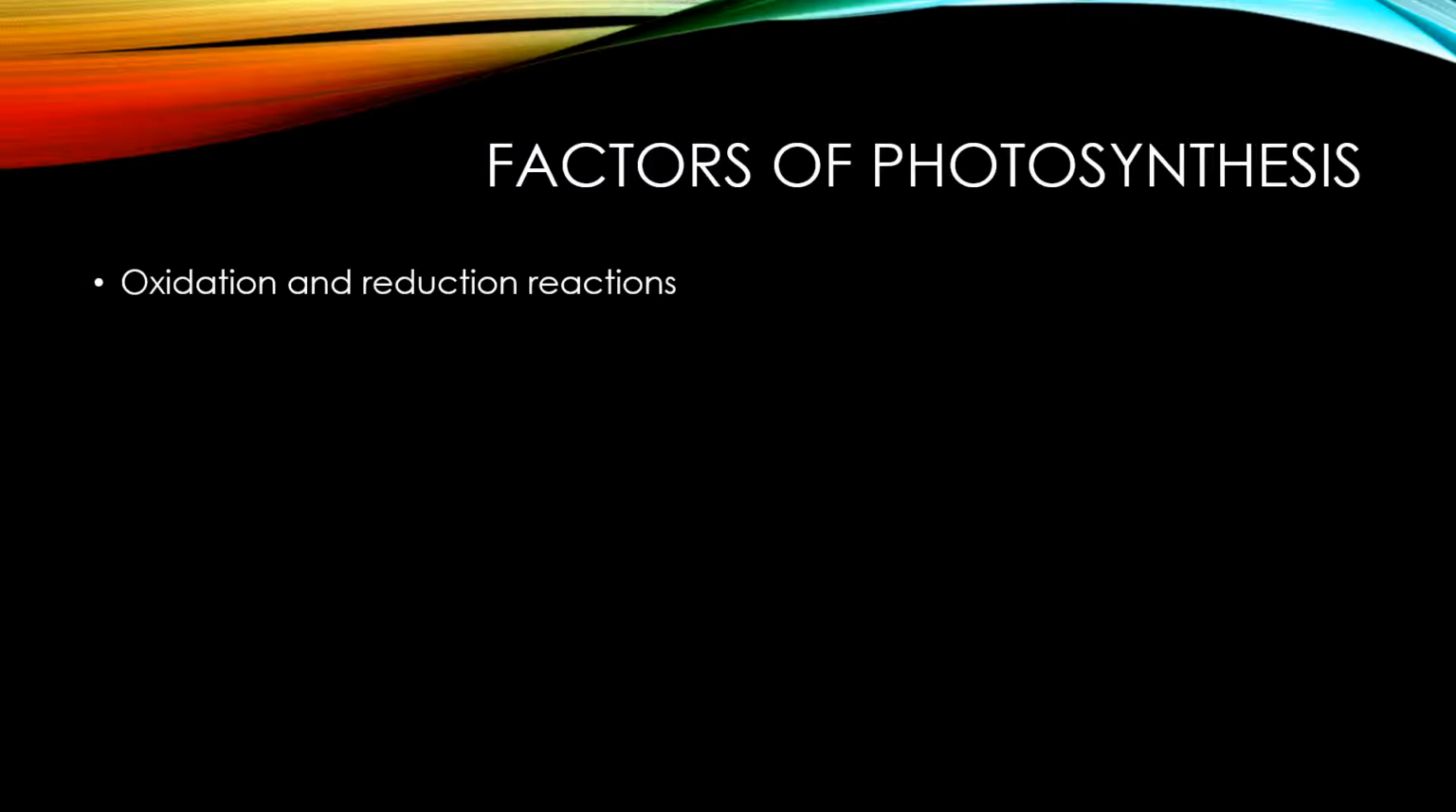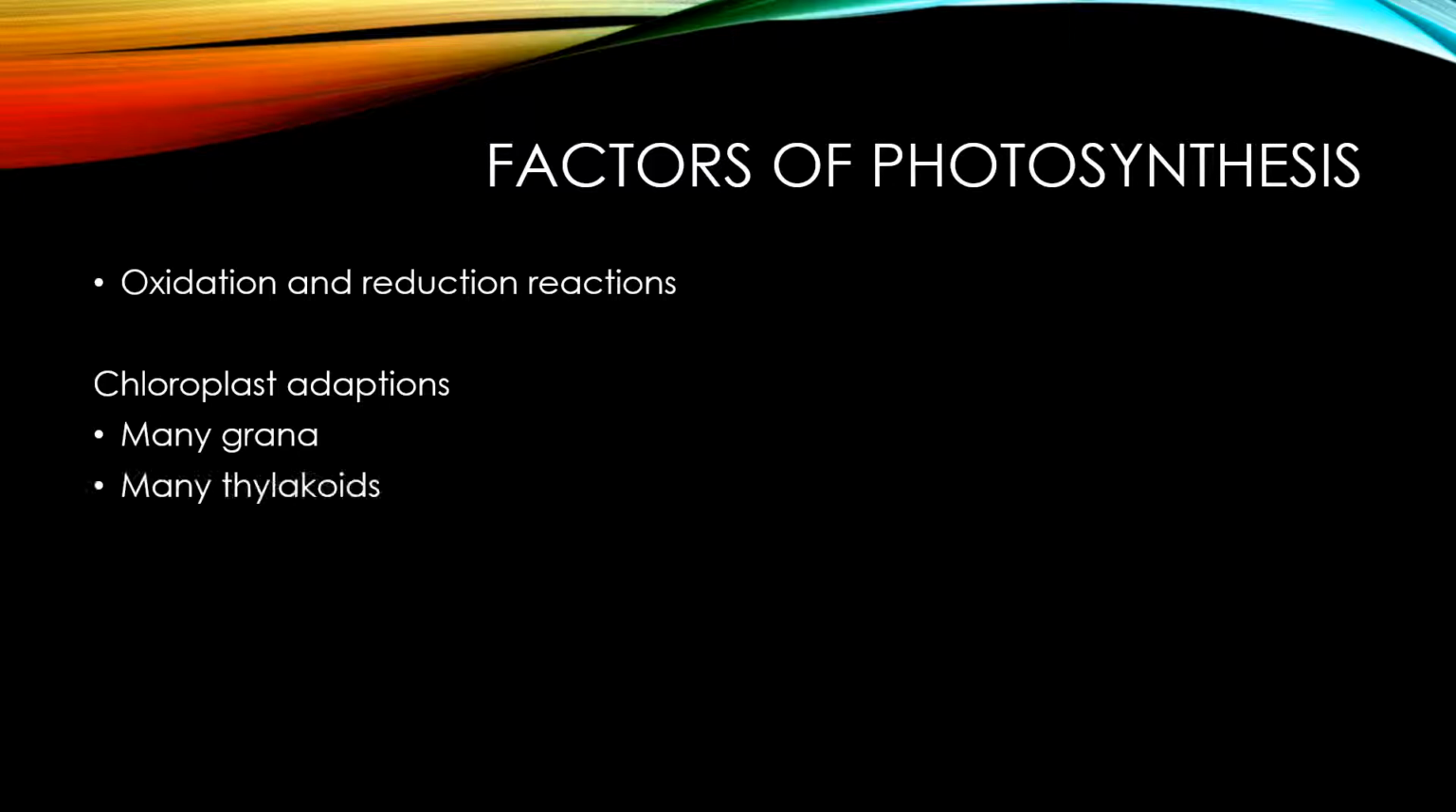Oxidation and reduction reactions, which are used in the mitochondria to carry during aerobic respiration. How ADP and Pi are made in the light-dependent stage will be explained further into the video, but chloroplast adaptations are that they have many grana, which are good for increasing surface area, which will allow more light to be absorbed. Many thylakoids, which provide a large surface area for proteins to be embedded.